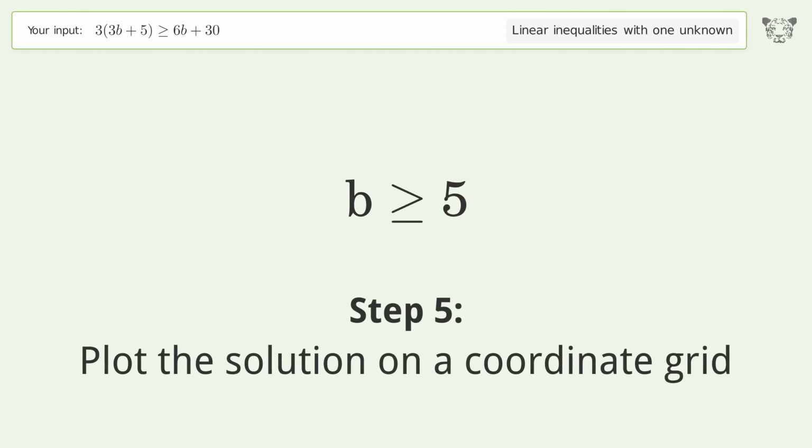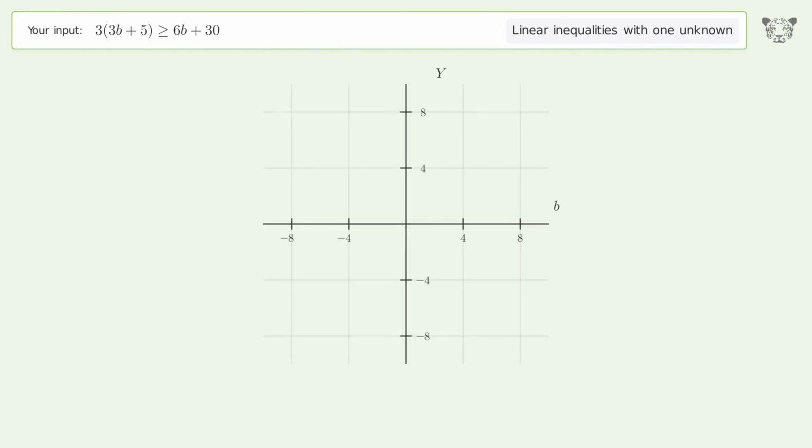Plot the solution on a coordinate grid. And so the final result is b equal or greater than 5.